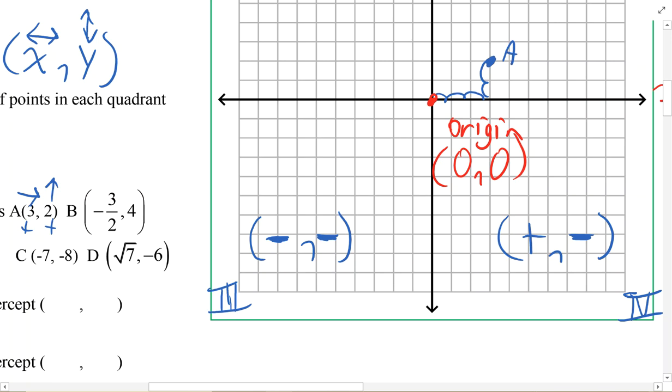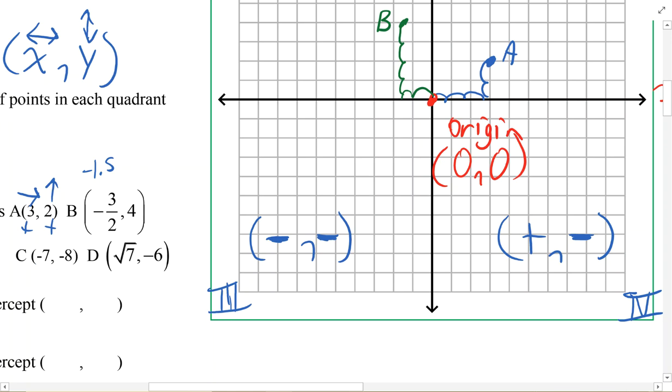Good. And then we have negative 3.5, up 4. So as a decimal, that's negative 1.5. So I go this time to my left 1.5. And so I'm not on a line, I'm going to be somewhere in the middle. Okay. And then I go up 4. 1, 2, 3, 4, right there, smack dab in the middle, that's point B. So I can label it with a B and put a point there.